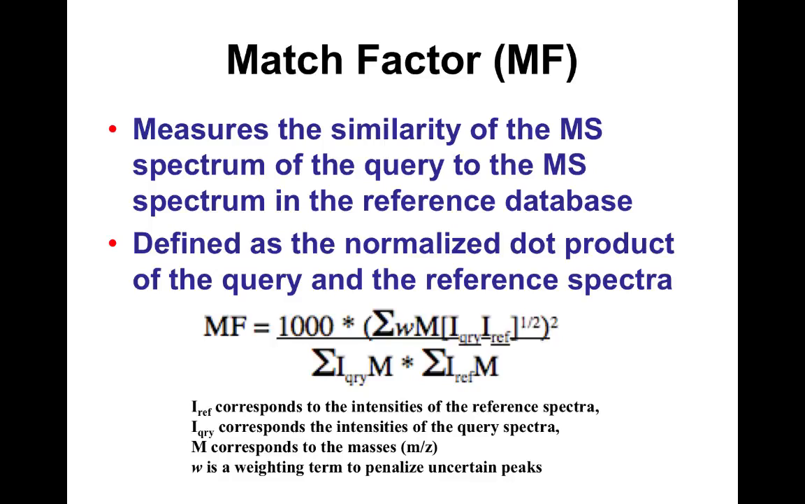It's a dot product. So if you have taken vector algebra or matrices, you remember dot and cross products, but it's essentially matching the intensity across the two peaks and then normalizing it based on the intensity and mass. Match factor is scaled by a factor of 1,000, so the highest possible match factor you can get is 1,000, the lowest obviously is 0.